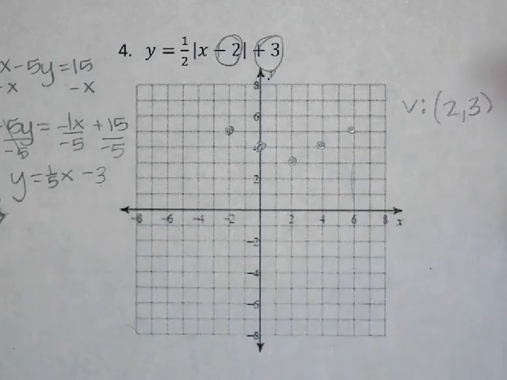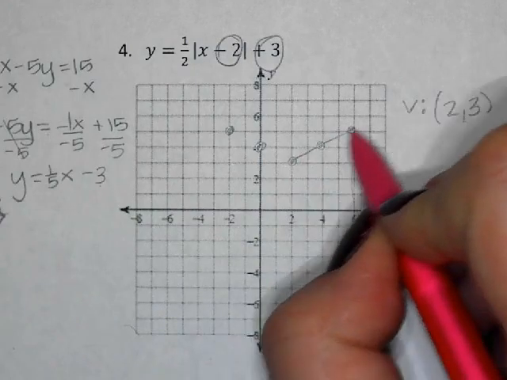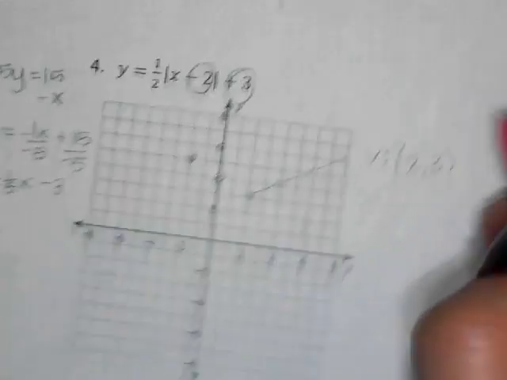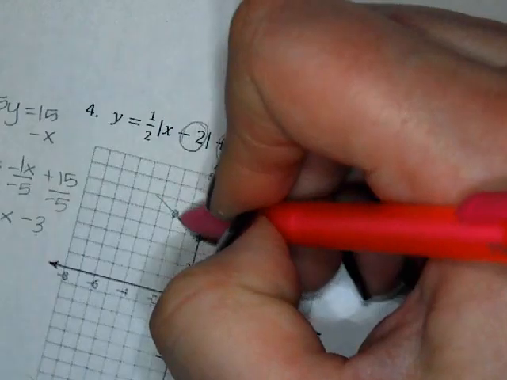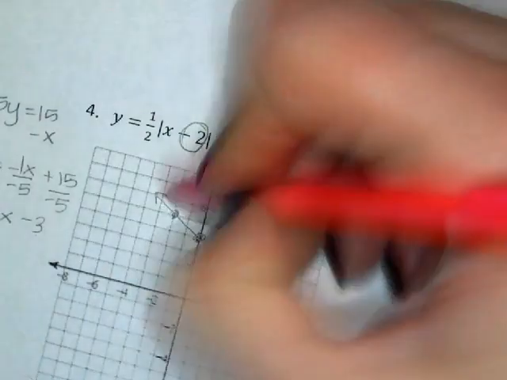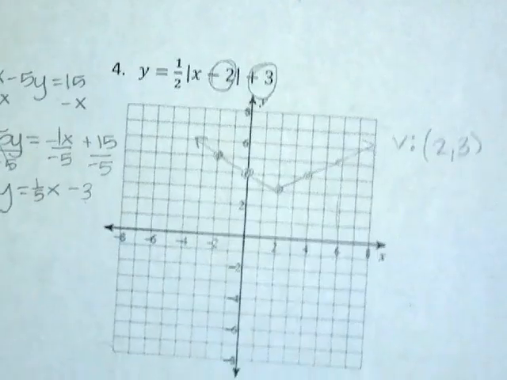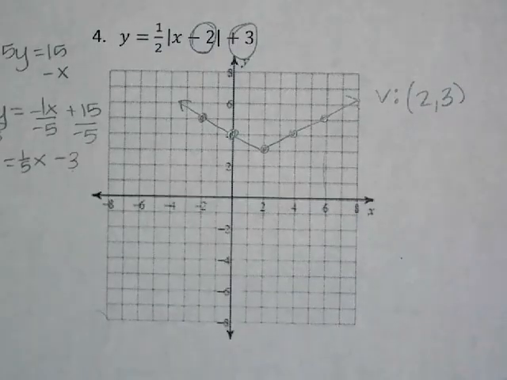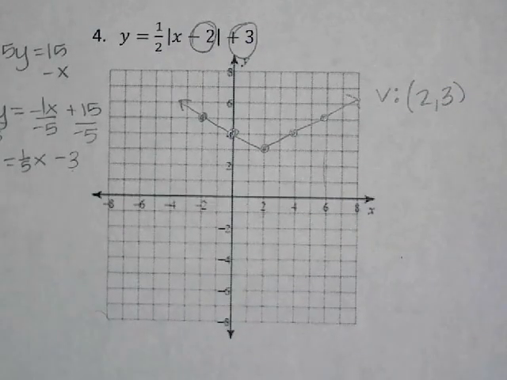5. Okay, and we're making sure that we're never just graphing the points, right? We're always connecting the points, making an actual picture. Yeah? So that's what your V-shaped graph looks like.